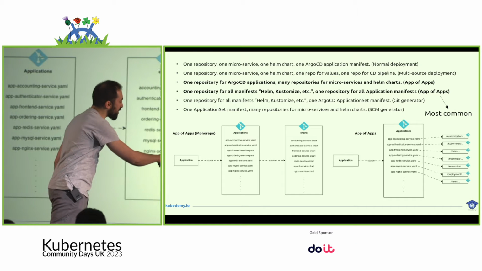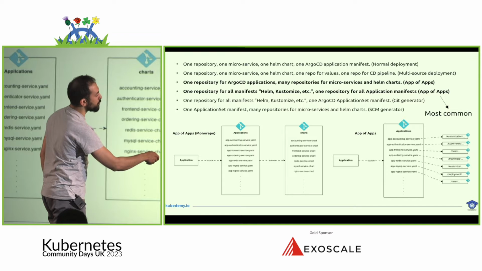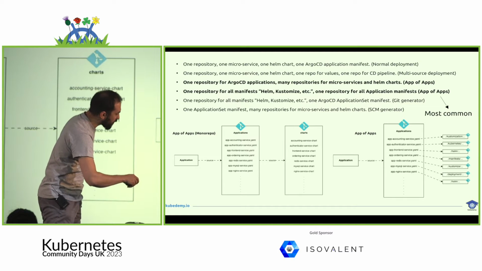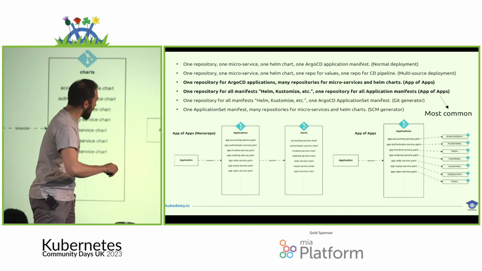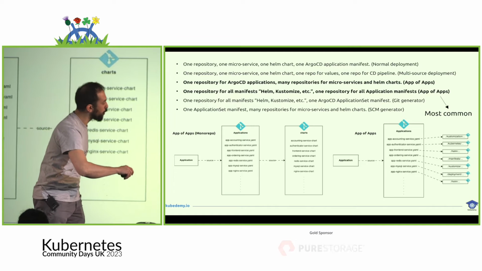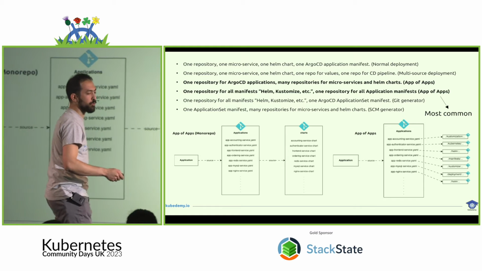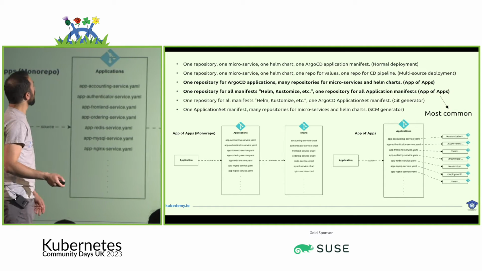We have the main application in ArgoCD, which points to the application repo. Inside the application repo, we have a couple of YAML files. All of them are, again, the ArgoCD application manifest, pointing to the application repo, to our microservices repo. And then we can deploy it.